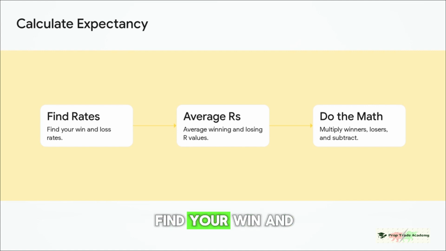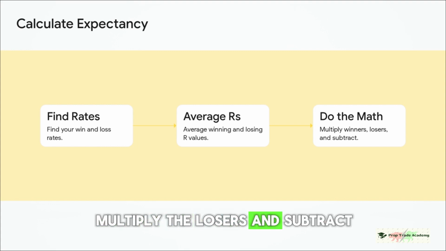Step 1, find your win and loss rates. If out of 100 trades you won 45, your win rate is 0.45, which means your loss rate is 0.55. Step 2, average your R values. Let's say over those specific trades, your average winning trade was 2R, and your average losing trade was a standard 1R. Step 3, multiply the winners, multiply the losers, and subtract.